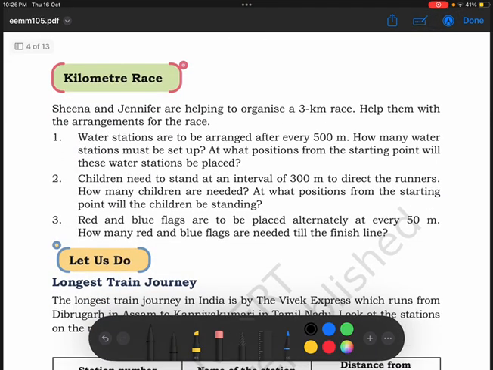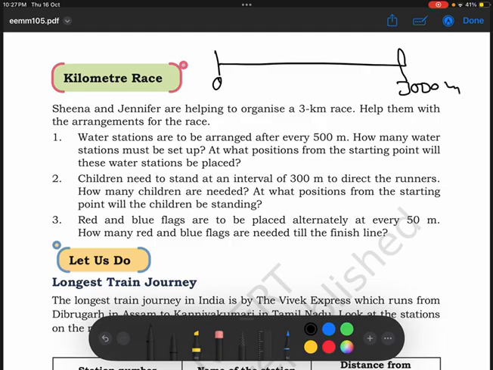Okay, next is the Kilometre Race. Sheena and Jennifer are helping organize the 3 kilometer race. Help them with the arrangements for the race. The first question is, so they are helping with a race track. Okay, this is the starting point 0 and this is the end point, 3000 meters.